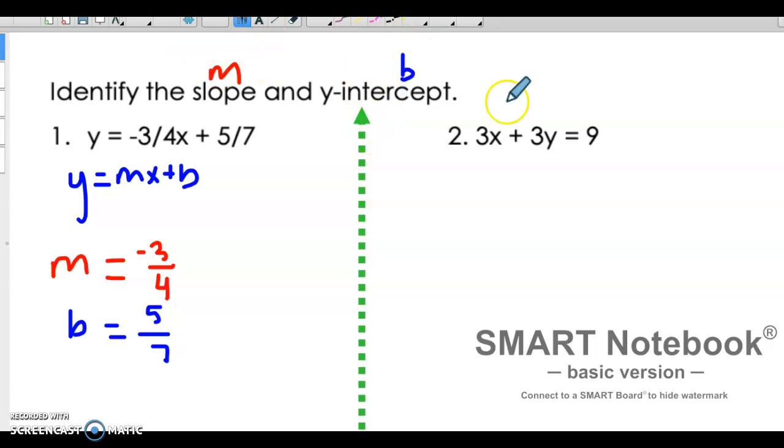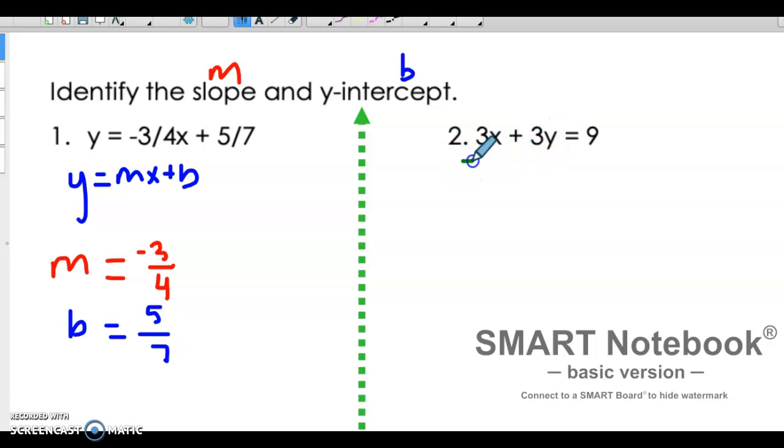This equation is in standard form. So to identify the slope and the y-intercept, we need to take the equation in standard form and rewrite it in slope-intercept form. That means we need to solve the equation for y. We want to get the variable y on one side of the equal sign by itself.